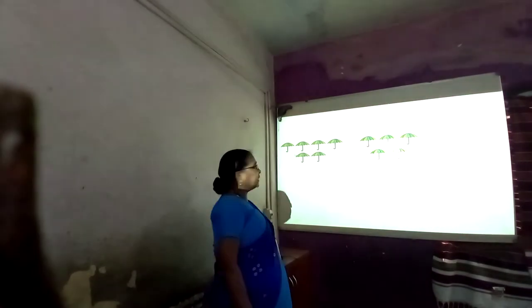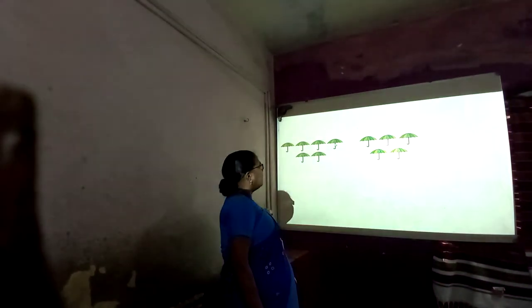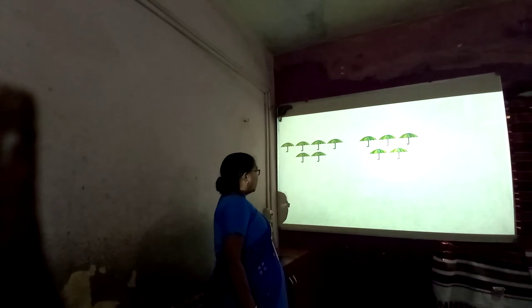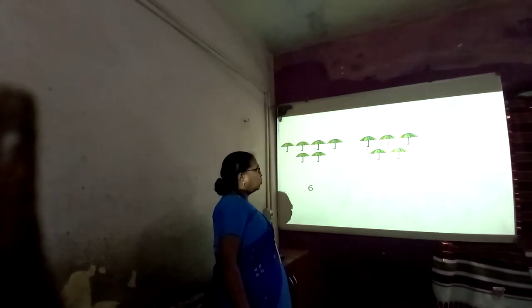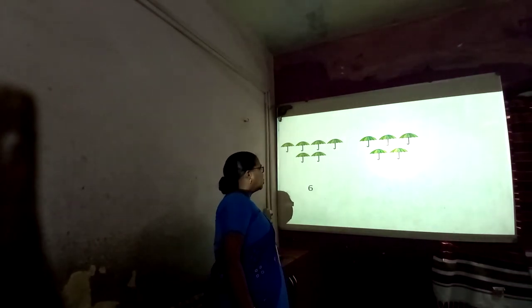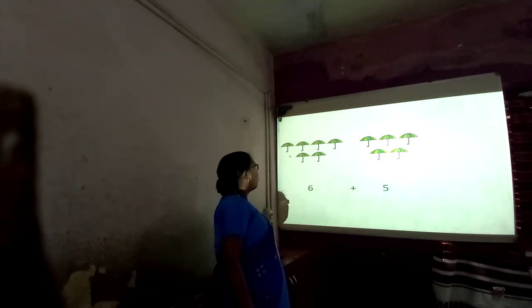Let's count how many umbrellas? 1, 2, 3, 4, 5, 6. How many umbrellas here? 6 umbrellas. Now, with these 6 umbrellas, we are going to add these 5 umbrellas. 1, 2, 3, 4, 5. So, 6 plus 5. Let's count together. 1, 2, 3, 4, 5, 6, 7, 8, 9, 10, 11. Yes, 6 plus 5 is equal to 11.